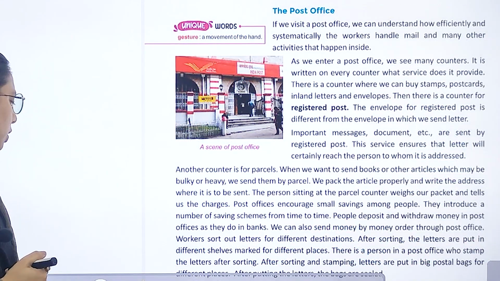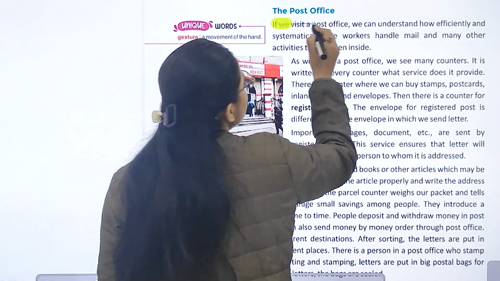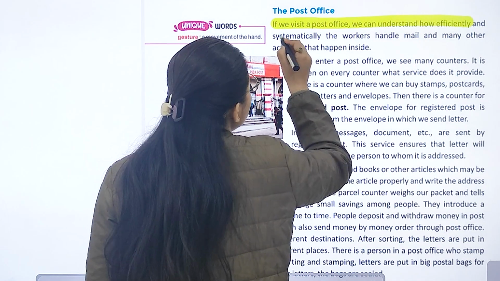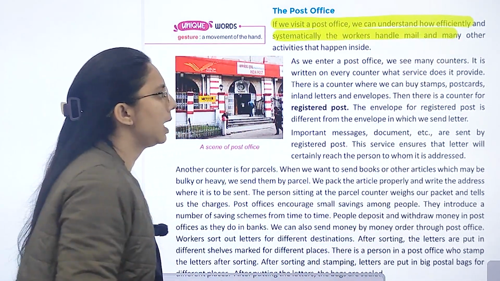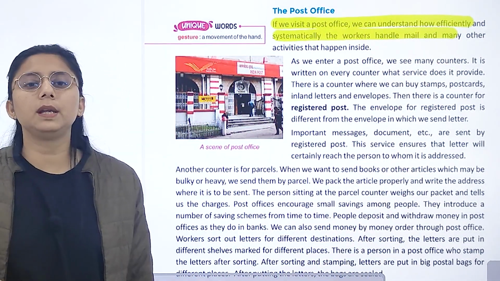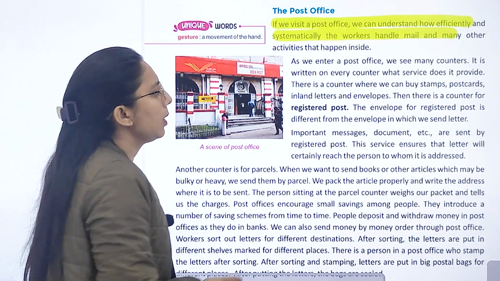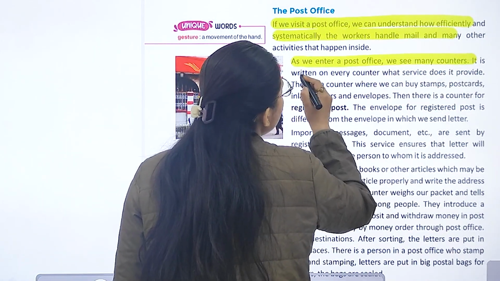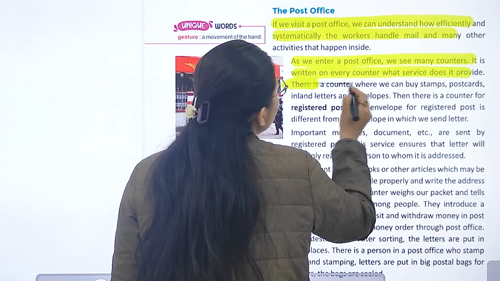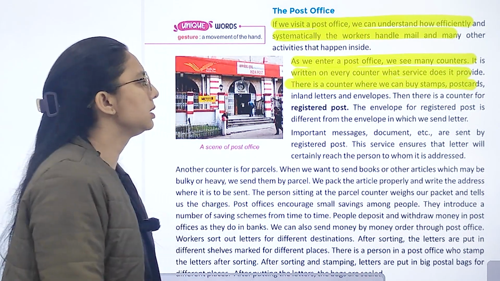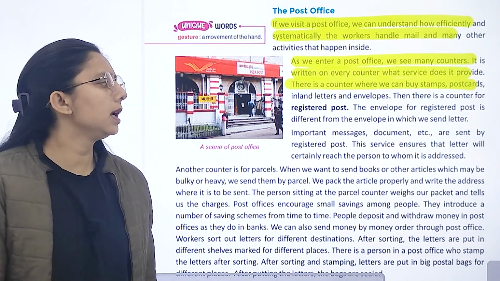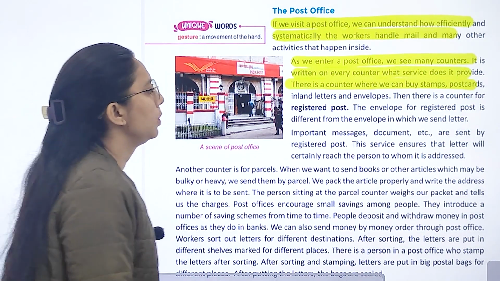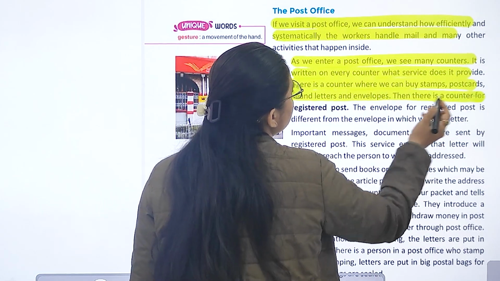Now the post office. If we visit a post office, we understand how efficiently and systematically the workers handle mail, and they do many other activities. As we enter a post office, we see the names of many countries written on every courier. What service does it provide? There is a counter where we buy stamps, postcards, inland letters and envelopes.